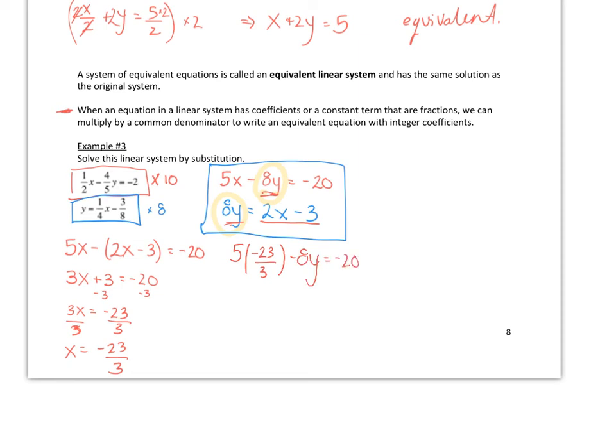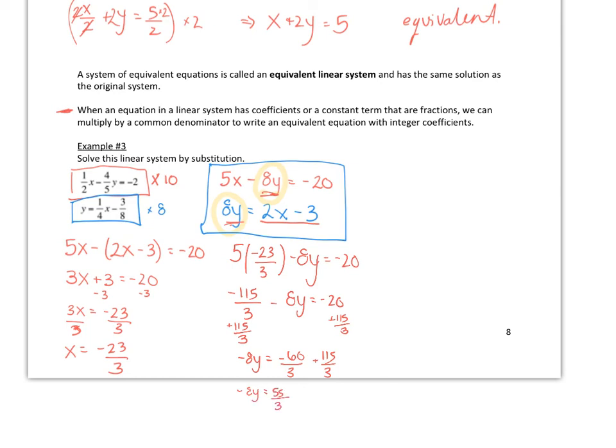5 times negative 23 is negative 115 over 3 minus 8y equals negative 20. So I'm going to add 115 over 3 to both sides. And I get that negative 8y is equal to negative 60 over 3, which is negative 20, plus 115 over 3. So negative 60 plus 115, I get that negative 8y is equal to 55 over 3.